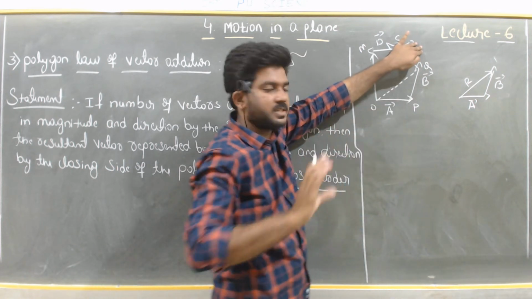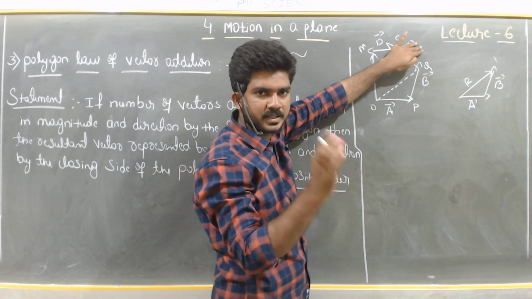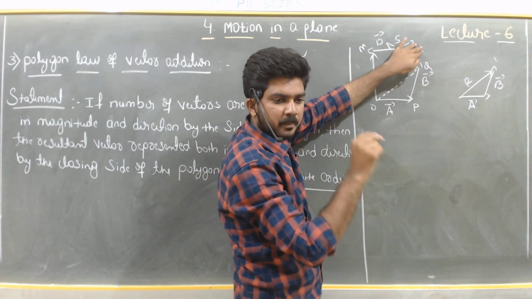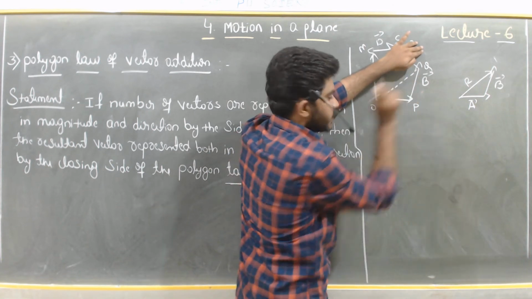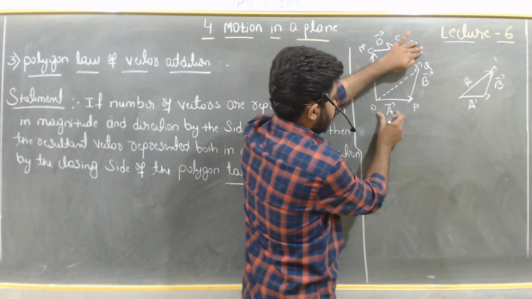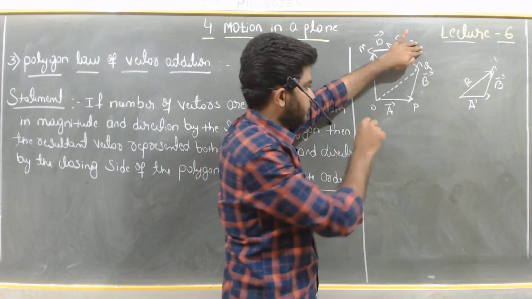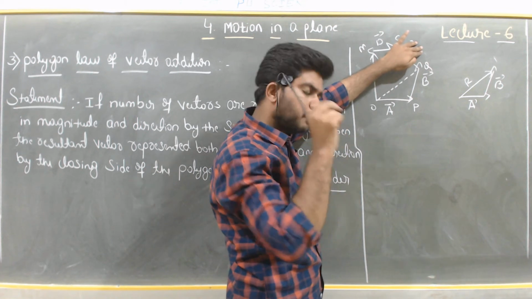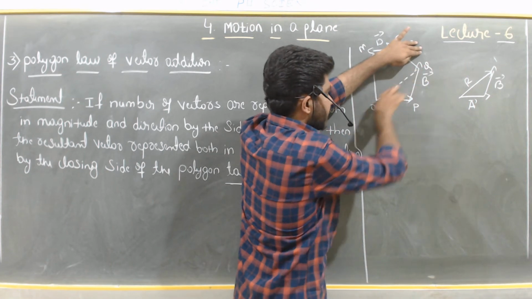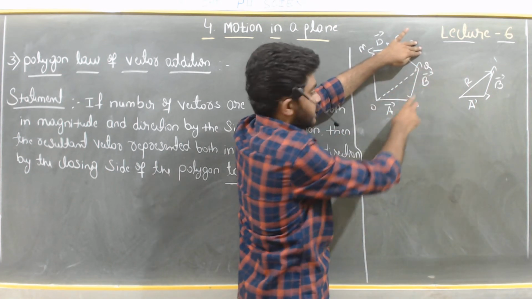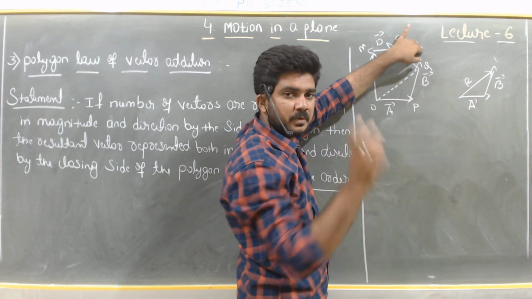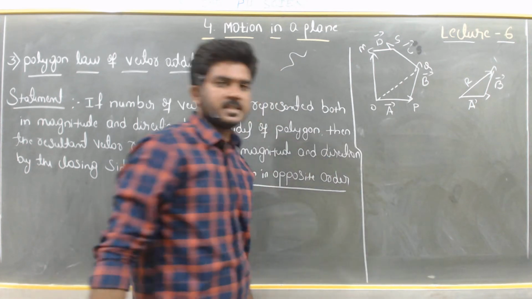So the triangle law of vector addition, what does it say? If two vectors are represented both in magnitude and direction by the two sides of a triangle, then the third side gives the resultant vector, the resultant of vector A and vector B, which is R equals A plus B, right?